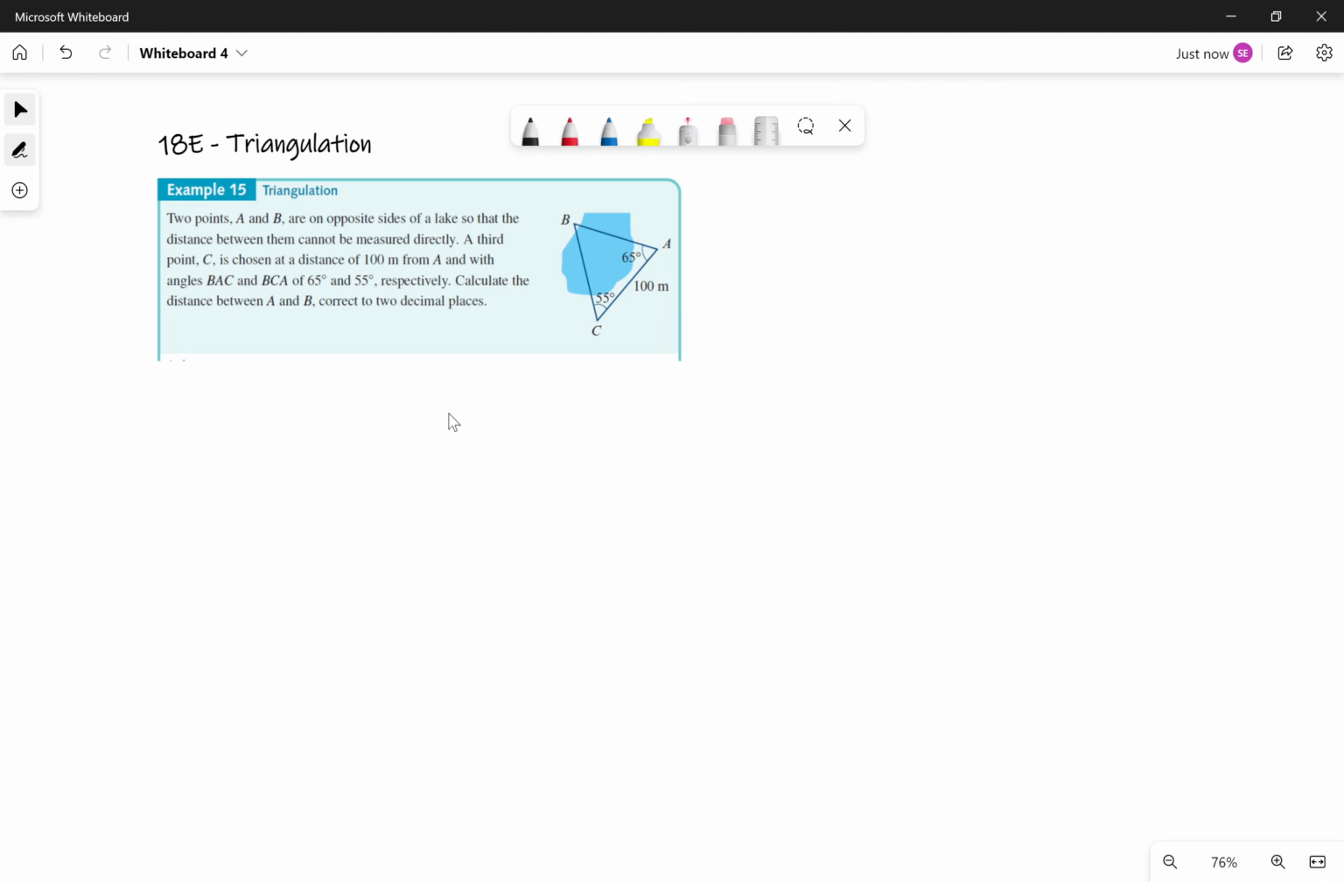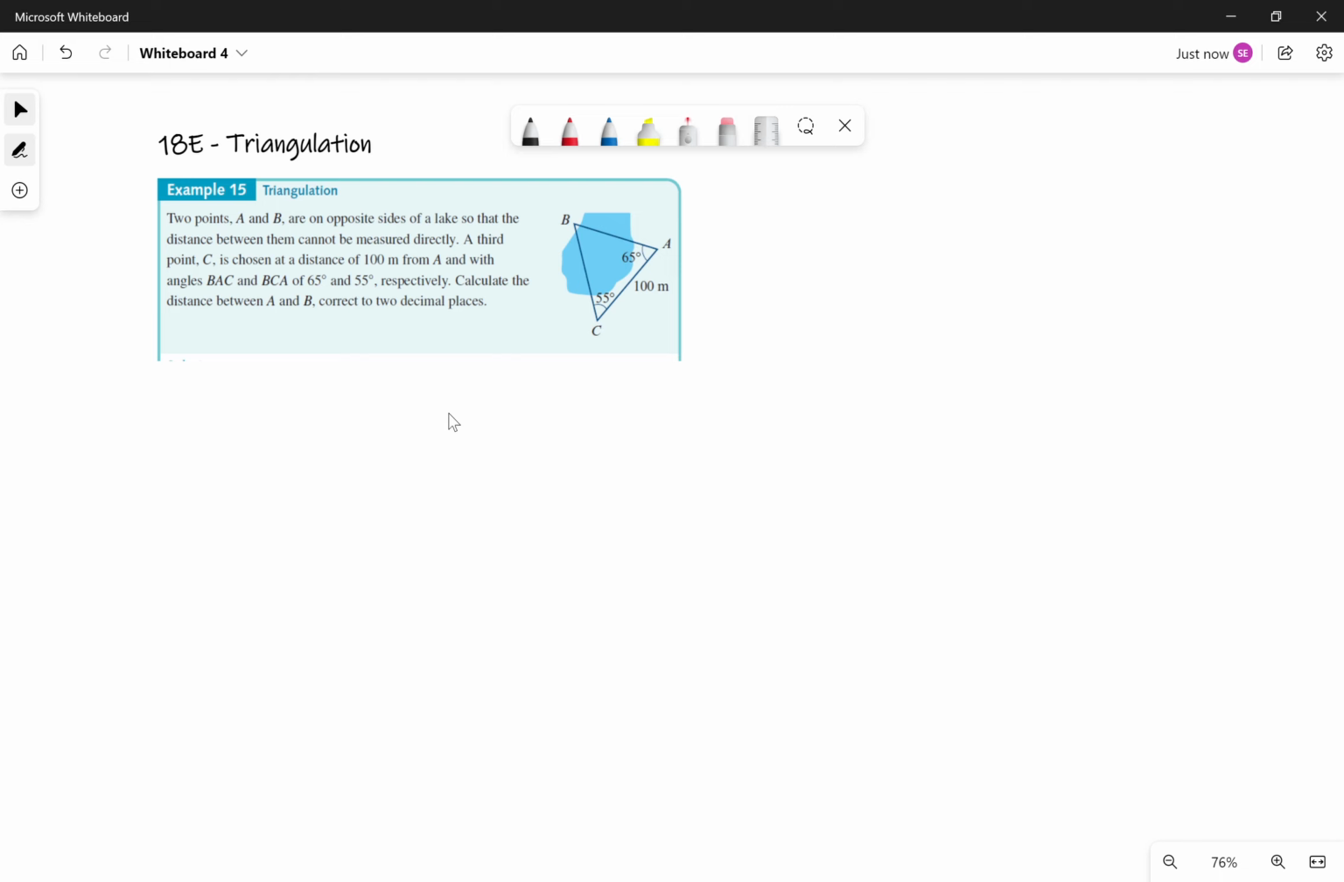I'll quickly look at triangulation. Basically, it's just a method of solving problems in the real world using some of the techniques we've already learned. So it's not anything new. It's just using what we've already learnt to measure lengths of triangles or measure angles that we can't actually measure in real life. So we'll look at this example 15.